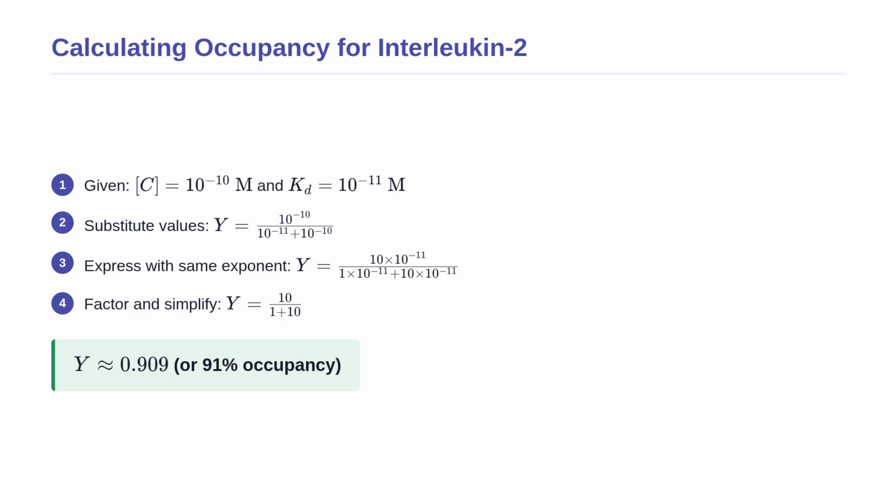We substitute our given values into the equation. To make the addition easier, we use a standard algebraic trick. We express the cytokine concentration as 10 times 10 to the negative 11. This allows us to cancel out the powers of 10. We are left with 10 divided by 11, which gives approximately 0.909. Physically, this means 91% of the receptors are bound, sending a massive signal to the cell.